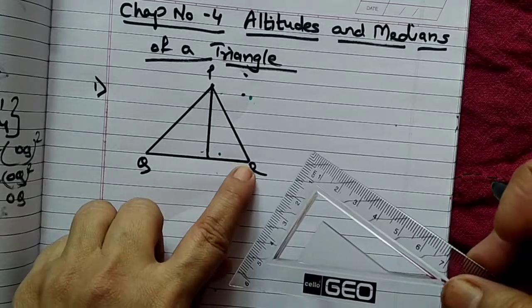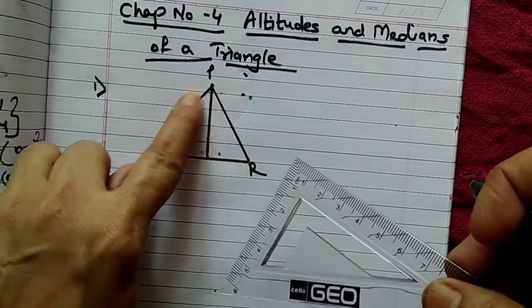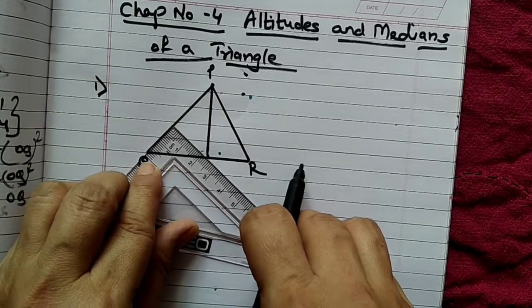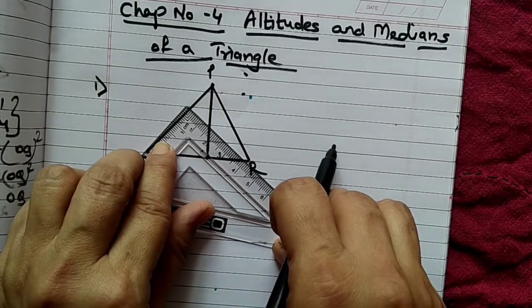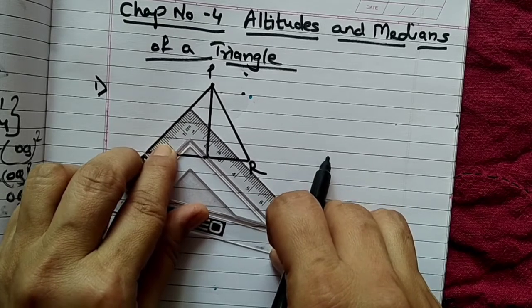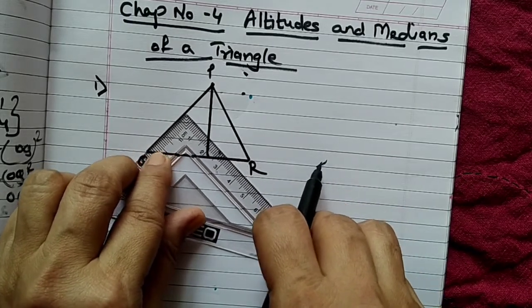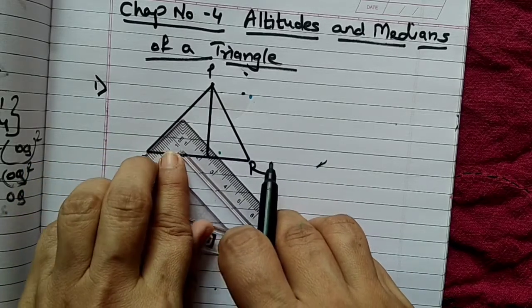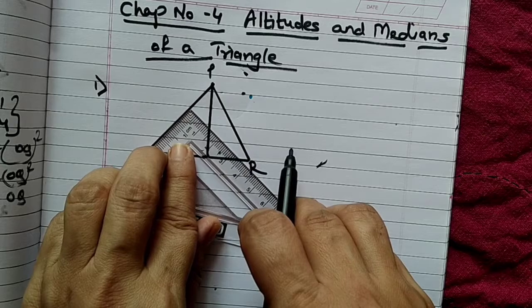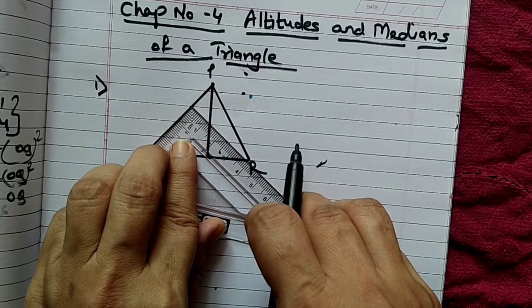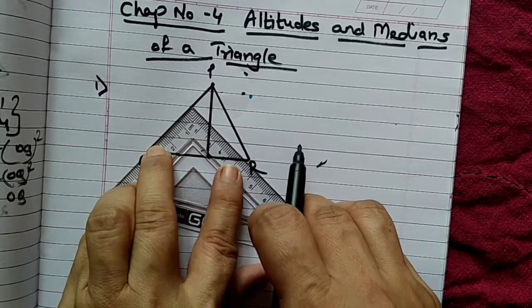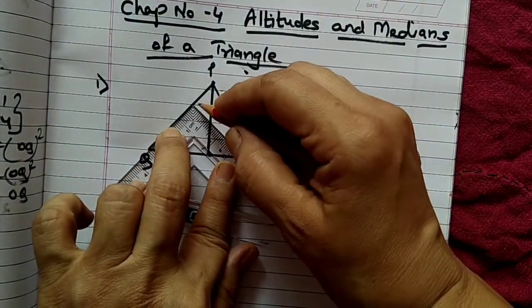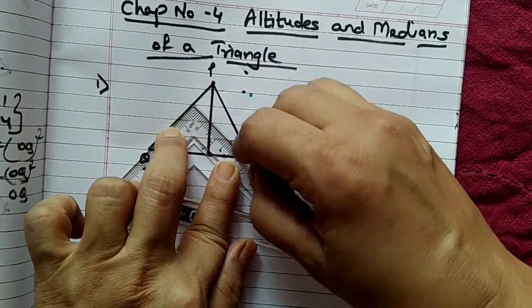Now when I want to draw a perpendicular from R to QP, I will keep my set square over here and I will slide till I come to R. You should slide it properly, okay? Don't go this way or go inside. Always go on the segment properly, this way. First I will draw with pencil and check whether it is coming correct.